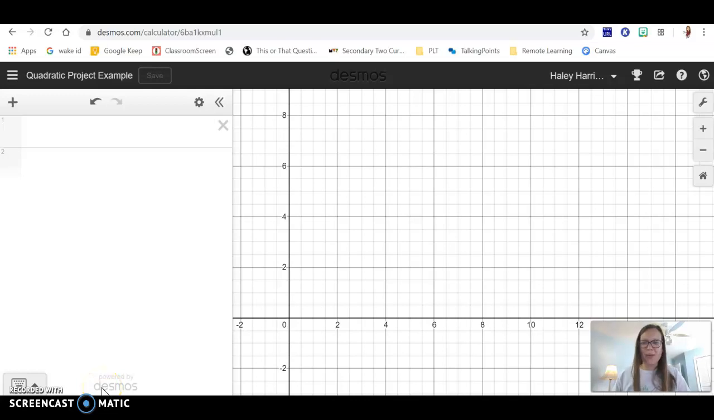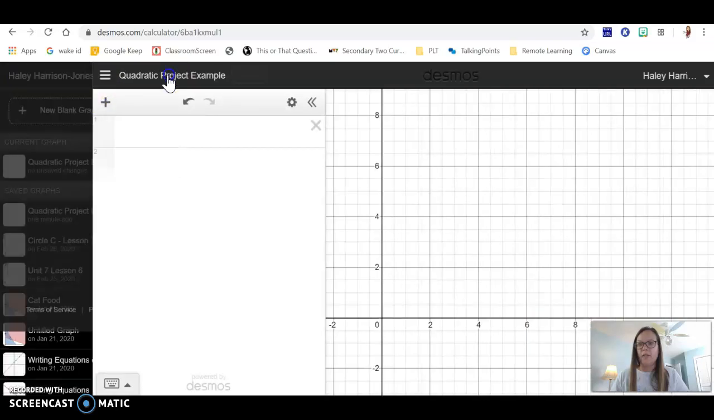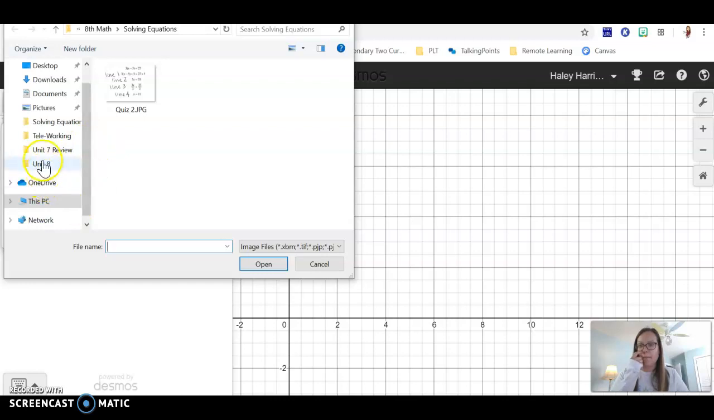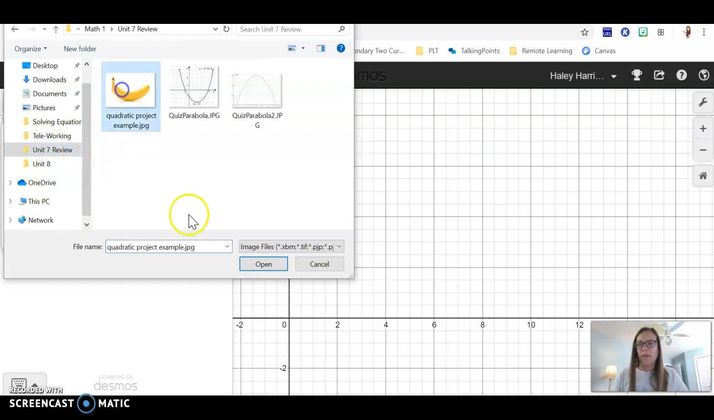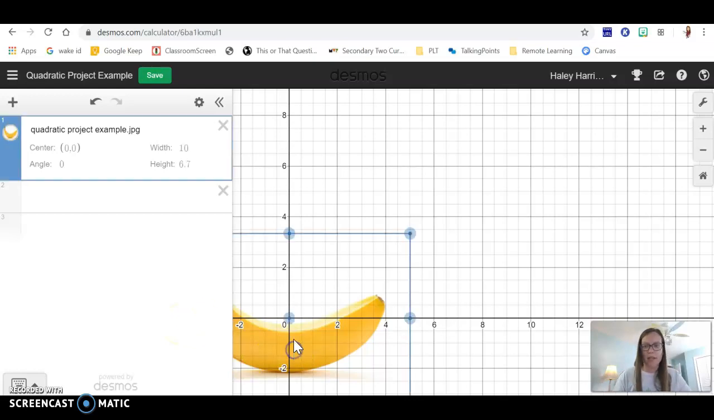Hey everybody, we're going to talk quickly about how to find the quadratic equation for the object that you chose. So if we're looking in Desmos, I want to add an image. We're pushing this plus sign and then image. And then I chose a banana. So that banana is not quite in the right place.